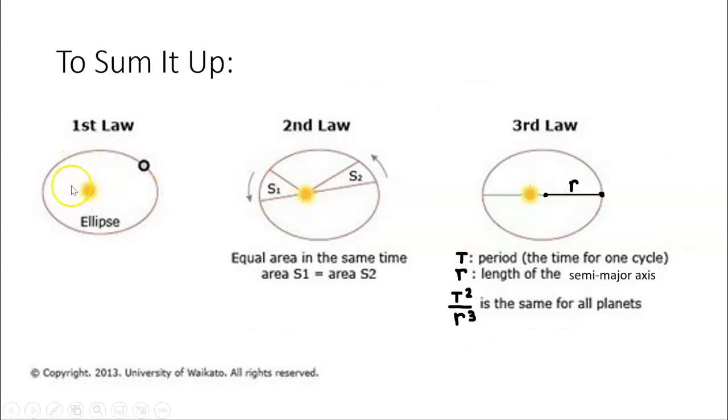So to sum it up, first law, all objects will orbit in ellipses. Second law, those objects sweep out equal areas in equal time. And third law, if you take the period squared divided by the radius cubed, it's the same for every object that is in orbit. And of course, the third law is the equation, so we could use that to get other things as well.